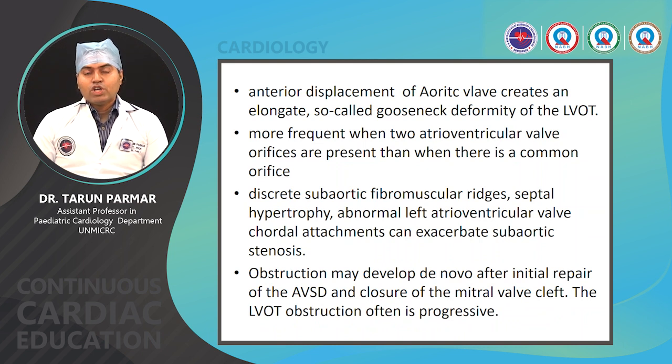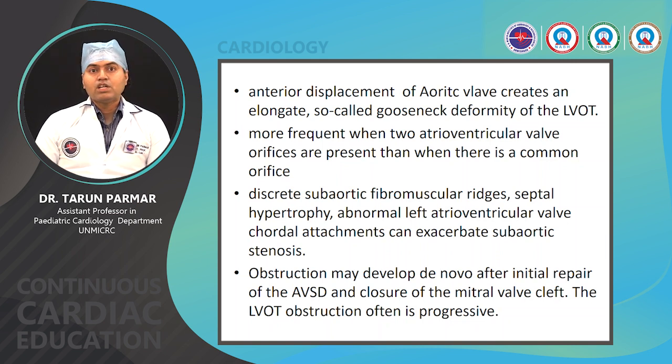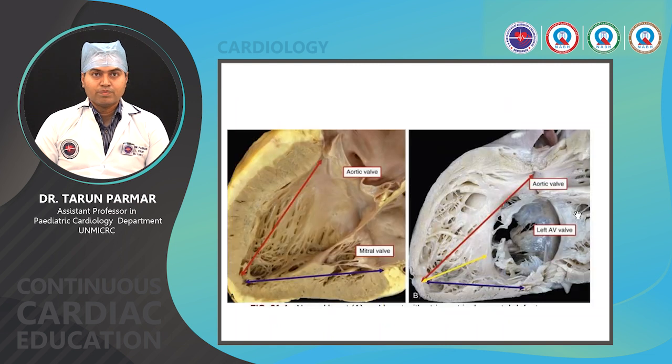So anterior displacement of the aortic valve creates an elongated, so-called gooseneck deformity of the LVOT, more frequent when the AV valve orifice is present than when there is a common orifice. Discrete subaortic fibromuscular ridges, septal hypertrophy, and abnormal left AV valve caudal attachment can exacerbate subaortic stenosis. Obstruction may develop de novo after initial repair of the AVSD and closure of the mitral valve clefts.